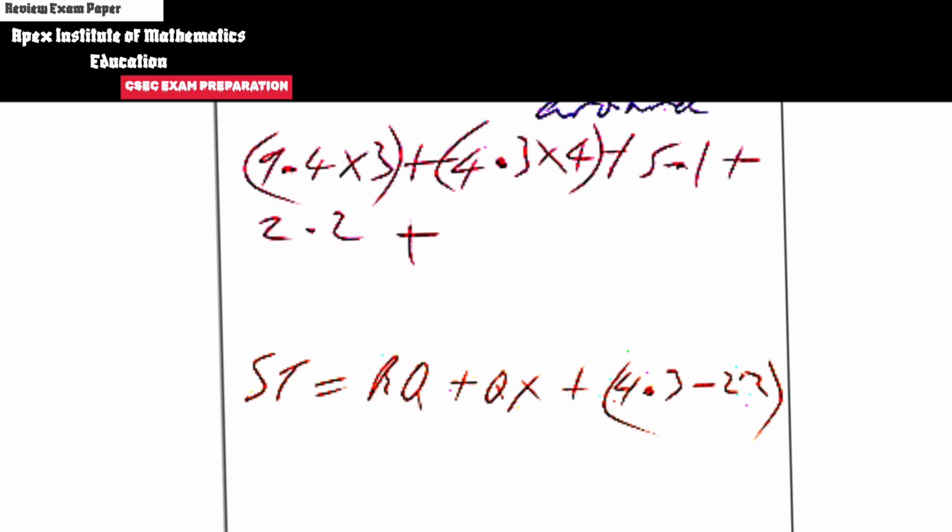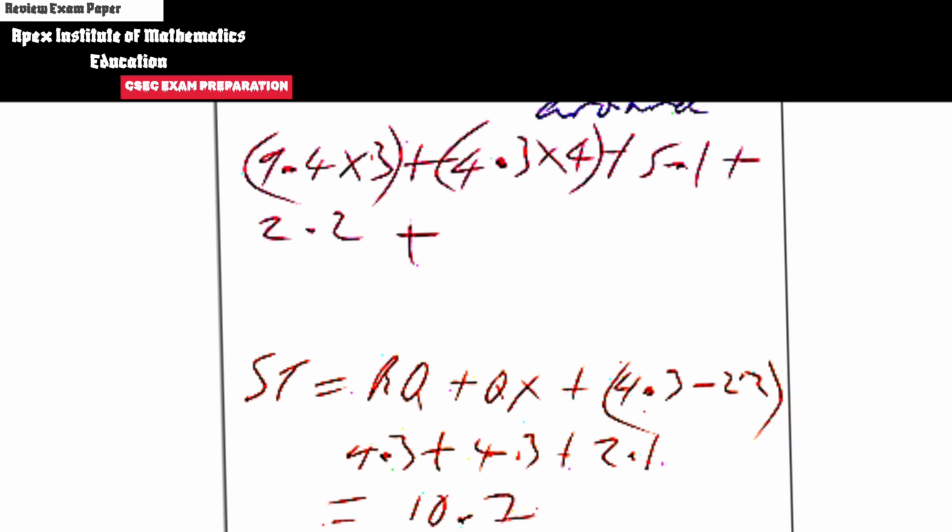Now, RQ, we know, is 4.3. And we know that QX also is 4.3 as well. That's the middle missing piece there. And now we are learning that 4.3 minus 2.2 is actually equal to 2.3. Is it? Let me see, 2.3, 2.1 actually, 2.1. So now we have three measurements that make up the whole length of ST. So 4.3 plus 4.3, that's 8.6. 8.6 plus 2.1 is 10.7. So that's the side that we need to add here, 10.7.